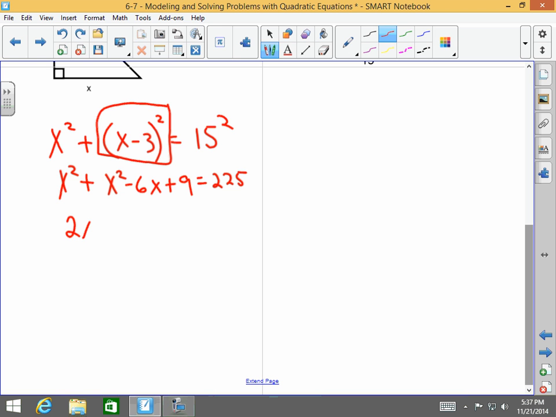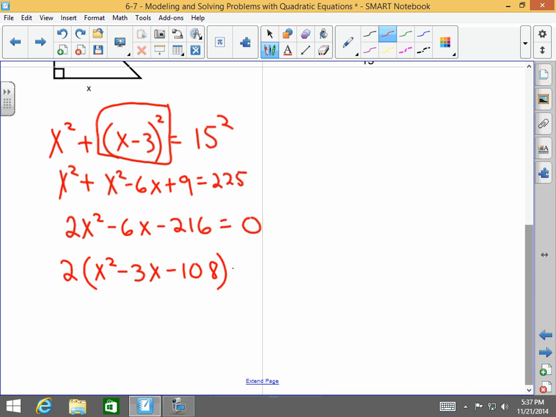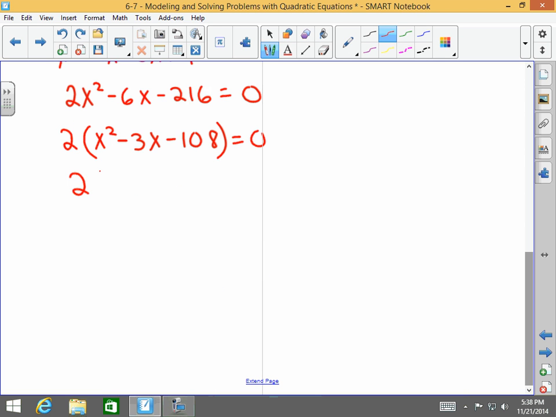So now, let's see what we got. I've got 2x squared minus 6x, and 9 minus 225 is, I believe, negative 216, which equals 0. I can factor out a 2 from here, so let's do it. Let's factor out a GCF of 2, leaving me with x squared minus 3x, and 216 divided by 2 gives me negative 108. Okay, and that equals 0. So now I have to solve this function by factoring. So let's go ahead and split it up. I've got x times x.